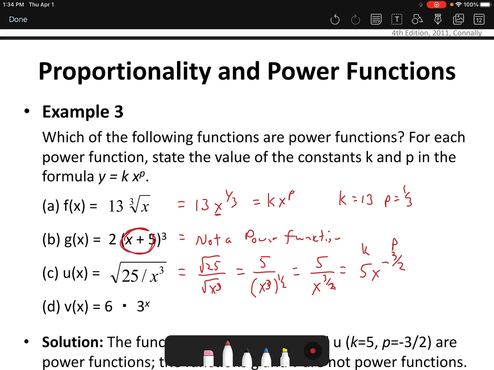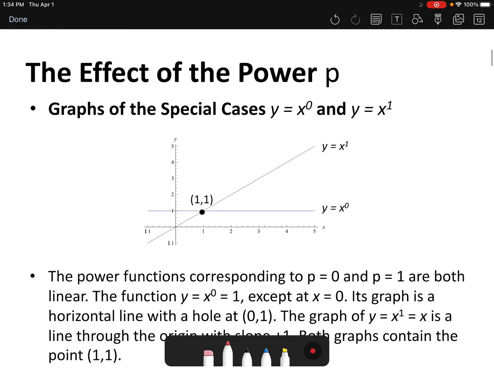Now, this one obviously is not, because our variable is the exponent, and that's not how the power function works. In a power function, the exponent is a constant, fixed number. Here it is not. So that's just an exponential function, which we've already talked about.